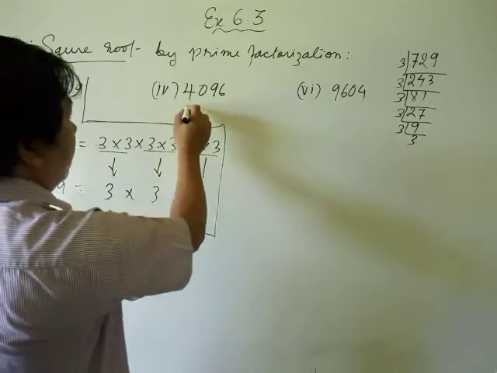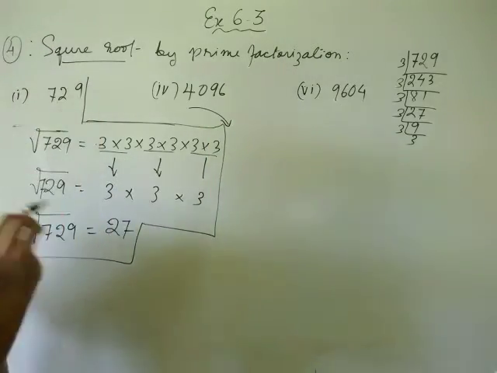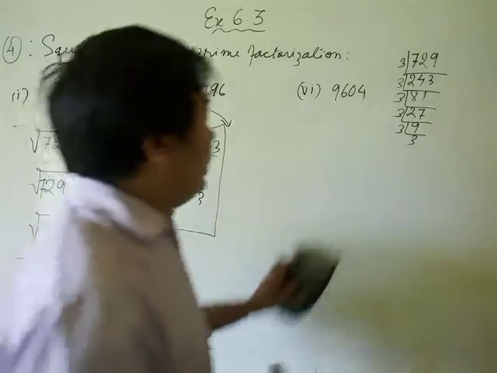Now let's go for the next one. For Roman 4, we are going to do the same factorization. So let us see.